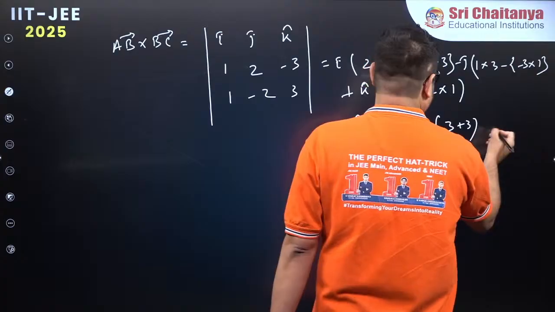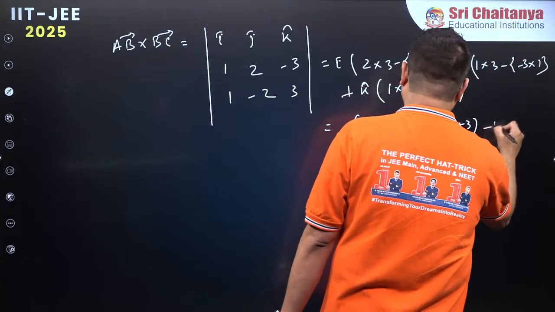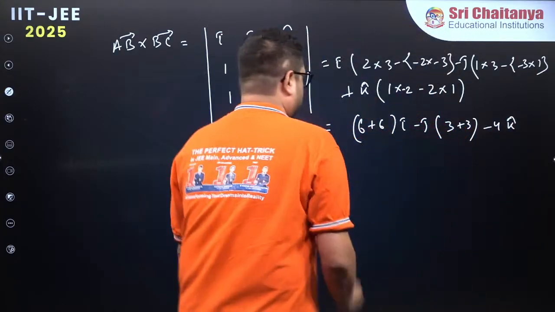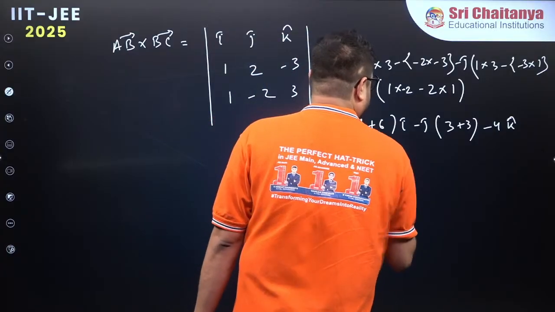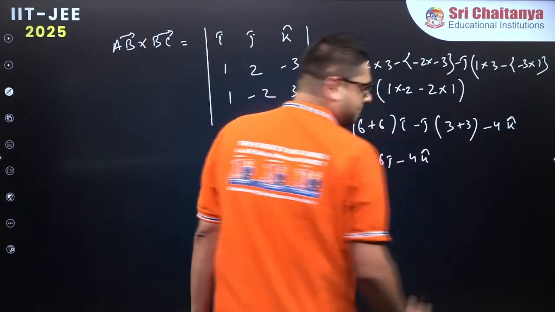Okay. So what I will be getting over there? Minus 2 minus 2, that is minus 4 K cap. So this is going to become 12 I cap. I hope you all are getting this. Minus 6 J cap minus of 4 K cap. I hope it's clear.